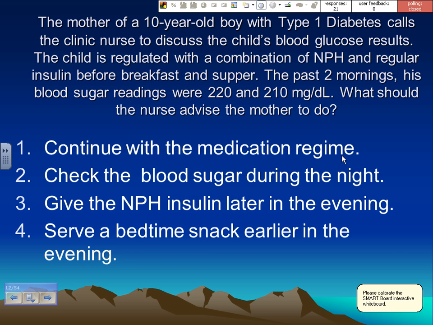So the mother of the 10-year-old boy with type 1 diabetes calls the clinic nurse to discuss the blood glucose results. The child is regulated with a combination of NPH and regular insulin before breakfast and supper. The past 2 mornings, his blood sugar readings are 220 and 210. What should the nurse advise the mother to do? Continue with the medication regime, check the blood sugar during the night, give the NPH insulin later in the evening, serve a bedtime snack earlier in the evening.